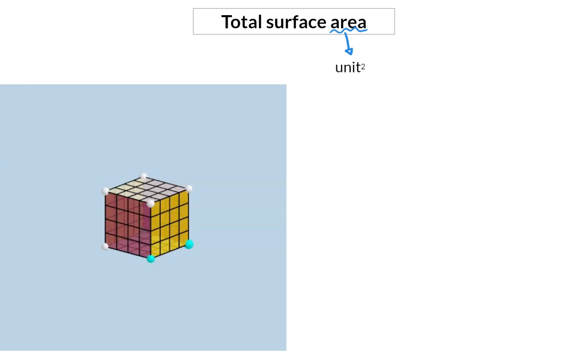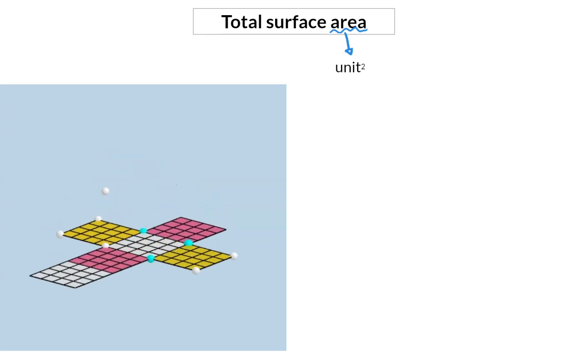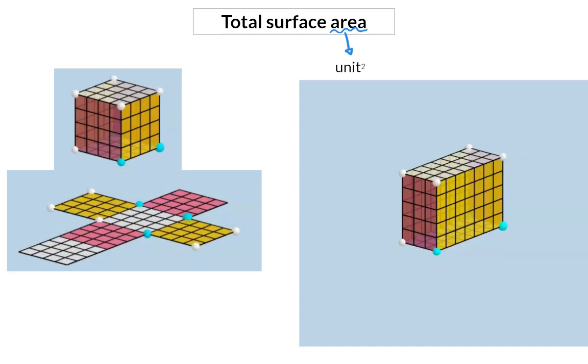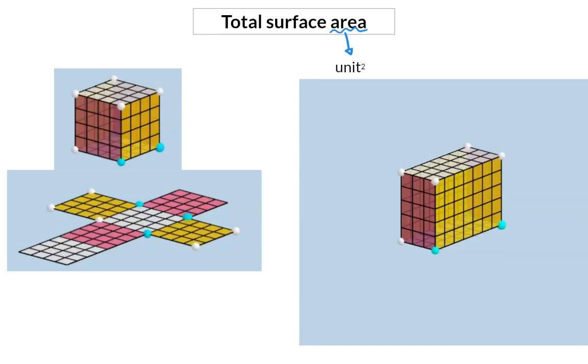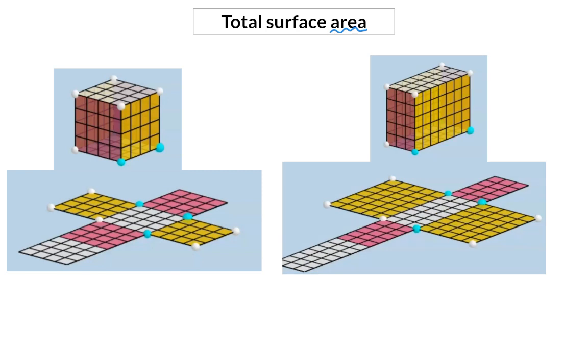If we open up this cube to form its net, you will see that it has 6 identical squares. The total surface area of a cube will therefore be the sum of the area of the 6 squares. Similarly, if we fold open a rectangular prism, you will see that it consists of 3 pairs of identical rectangles. To determine the total surface area, we will have to add up the area of all 6 of those rectangles. Let's have a look at examples of these calculations.